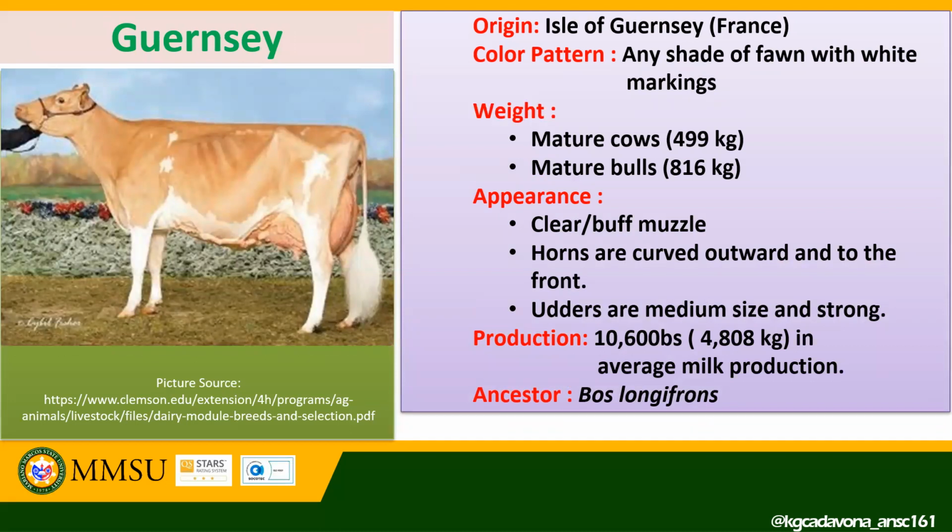Next, we have the Guernsey, which originated in the Isle of Guernsey. So just like Jersey, the Isle of Jersey or of Guernsey is located in the English Channel off the coast of France also. Then for its color pattern, Guernseys are tan and white in color, or basically they have any shade of fawn with white markings, and definitely their skin is yellow with a clear or buff muzzle.